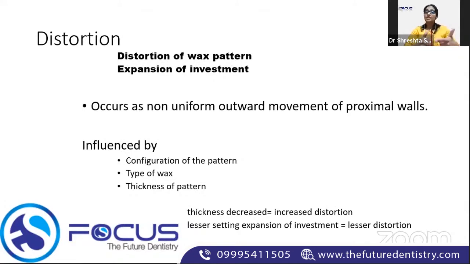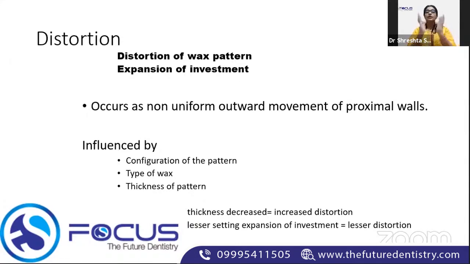The second, it could be because of expansion of the investment. You have something called a setting expansion, normal setting expansion and hygroscopic expansion for gypsum products. Both these expansions take place, and that expansion of the investment will definitely give a slight amount of distortion to your wax pattern. Now, how does it show? It occurs as a non-uniform outward movement, mostly in the proximal walls.